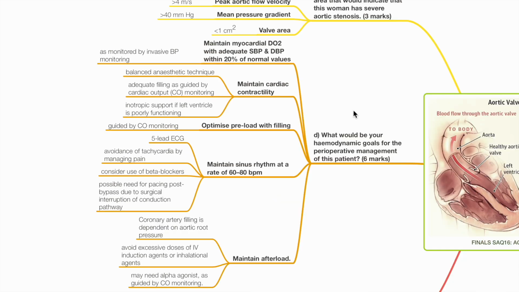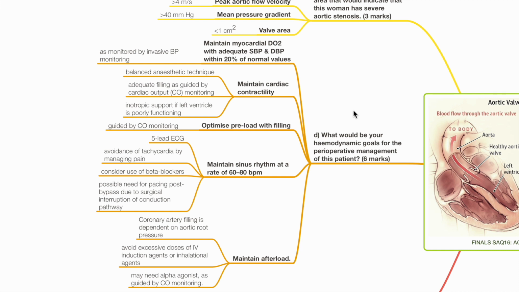D. What would be your haemodynamic goals for the perioperative management of this patient? Maintenance of myocardial delivery of oxygen with adequate systolic and diastolic blood pressure within 20% of normal values, as monitored by invasive blood pressure monitoring. Maintenance of cardiac contractility via balanced anesthetic technique. Adequate filling as guided by cardiac output monitoring. Inotropic support if left ventricle is poorly functioning.